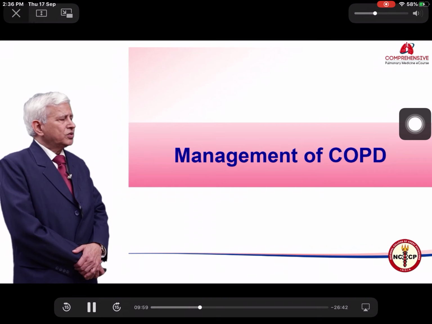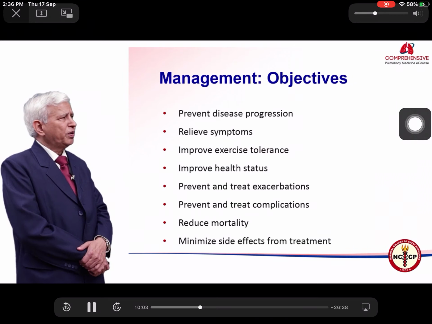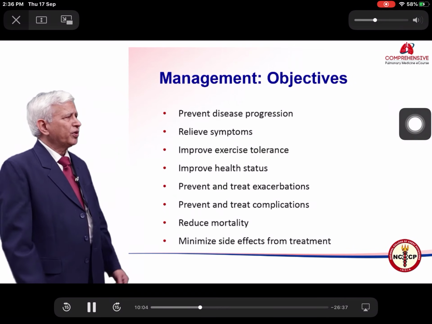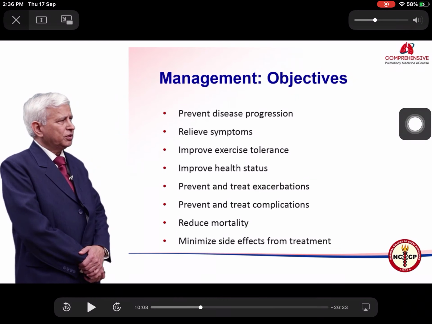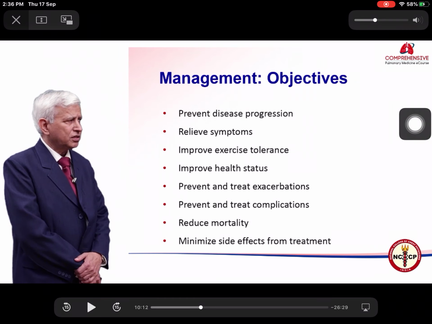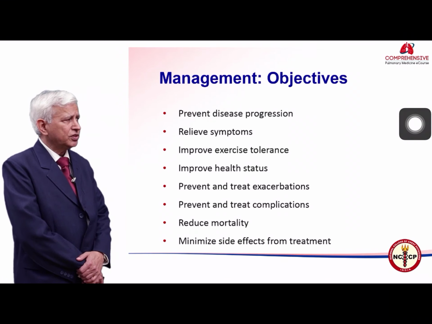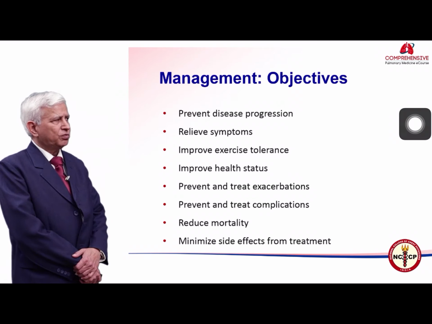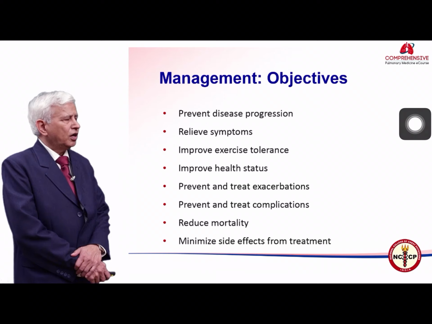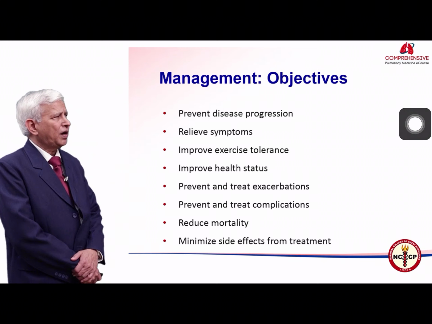How to manage these different categories of COPD? Our objectives here are to prevent the disease progression, relieve symptoms, improve exercise tolerance, improve the health status, prevent and treat exacerbations, prevent and treat complications, reduce mortality from COPD, and have minimal side effects from treatment. So there are a number of objectives which should be fulfilled with the comprehensive management plan.